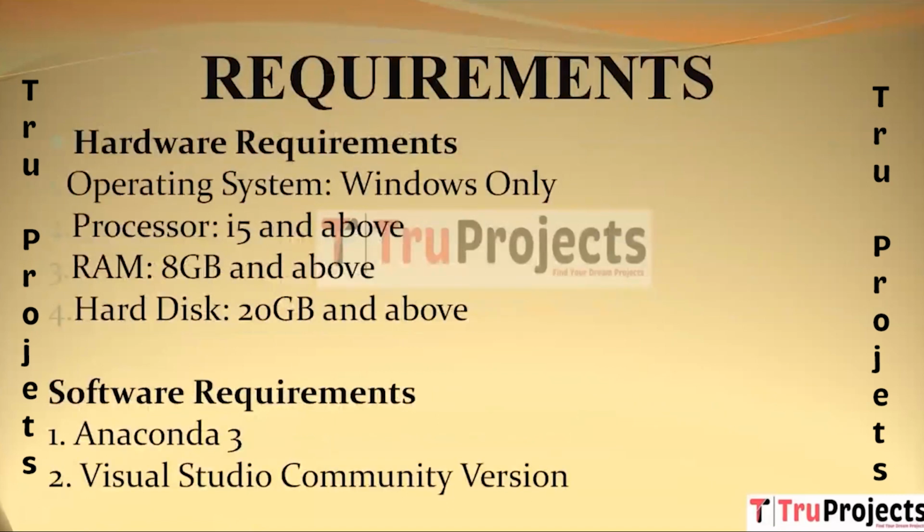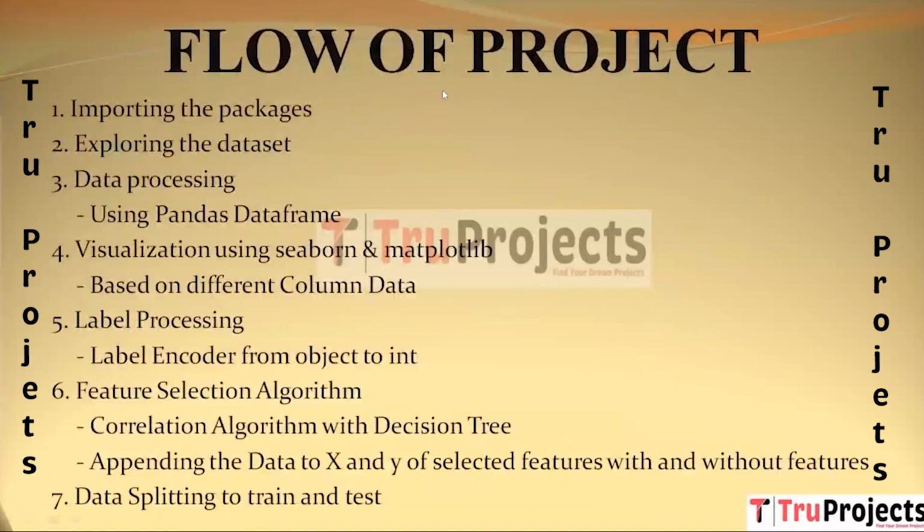So now coming to the requirements part, here we have two types of requirements, that are hardware requirements and software requirements. In hardware requirements, operating system as Windows is required, processor i5 and above, minimum 8 GB of RAM is required, hard disk 20 GB and above. Coming to the software requirements part, Anaconda 3 is required and Visual Studio Community version is required. So now coming to the flow of project.